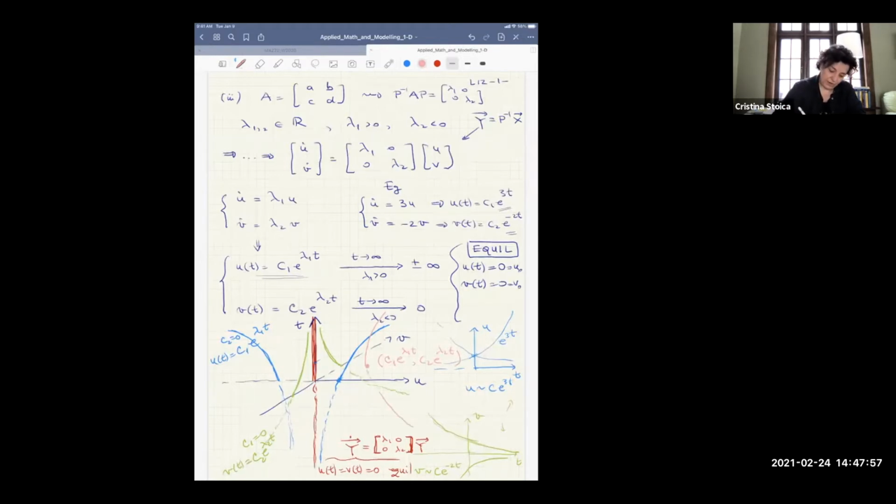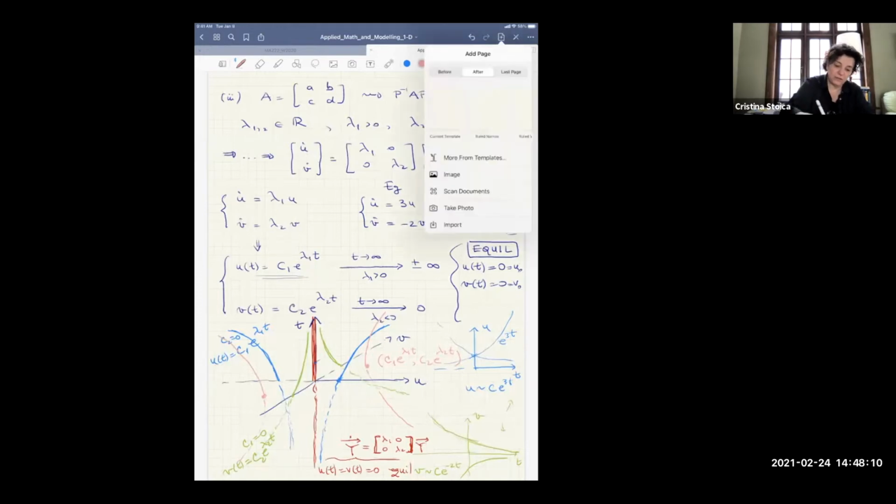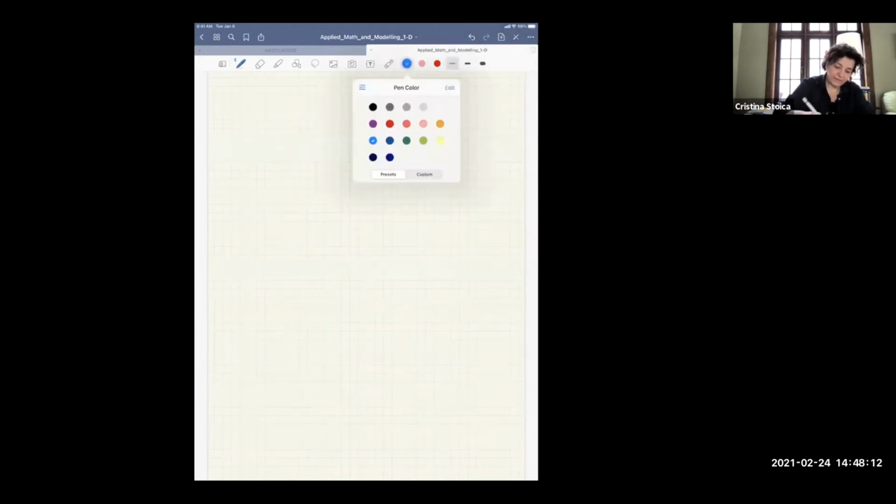Okay, so here, kind of the same. So what I'll do, I'll flip the page and redo this picture and then see what is going on in the phase plane. So once again, here is the 3D, right?